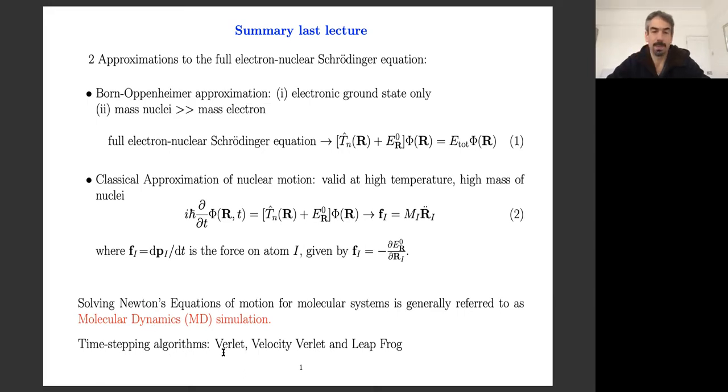And we have looked at some of these algorithms, how you can solve them. So 3 of them: Verlet, velocity Verlet, and leapfrog. The leapfrog we didn't discuss in detail last time. Okay, and solving Newton's equation of motion for a collection of atoms that can constitute molecules or material or whatever is referred to as molecular dynamics simulation.